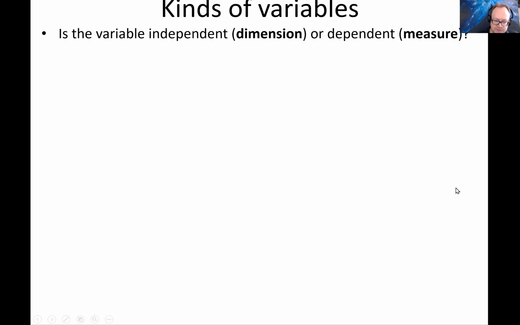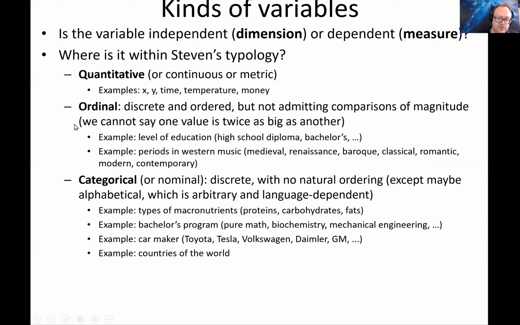I've mentioned two kinds of columns in the tables, two kinds of variables. They're either dependent or independent. So they're either measures or dimensions. And just now I was talking about categorical variables. So it turns out there's another way to classify variables into these types. A continuous variable like time is what I'm going to call quantitative.